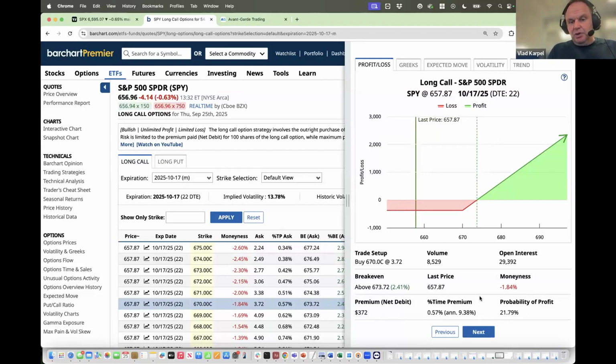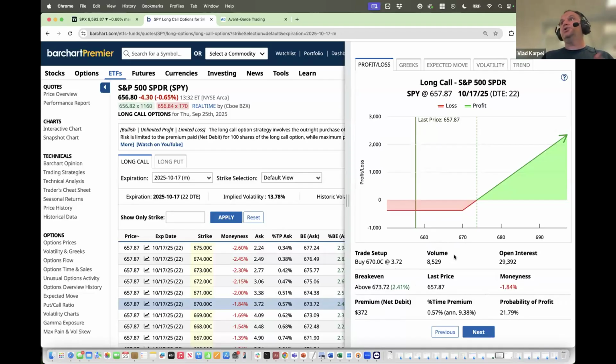So 70% of the time you're going to lose money, unless there's some kind of positive catalyst. And in this example, I went to October, so you risk a lot less, $3.72. So your maximum loss is $372, but your maximum profit is unlimited.